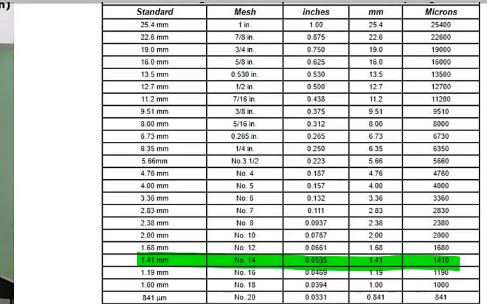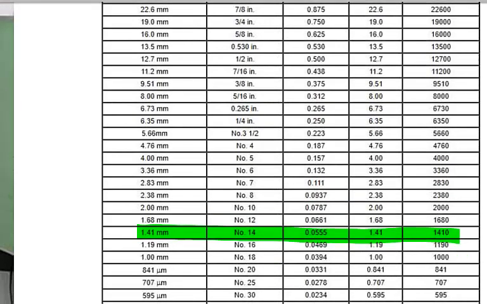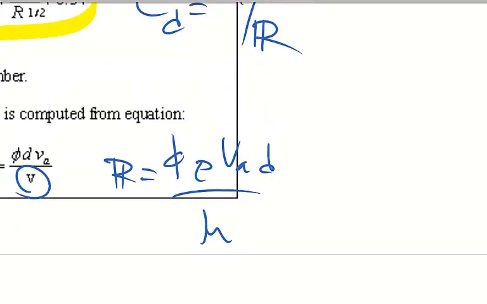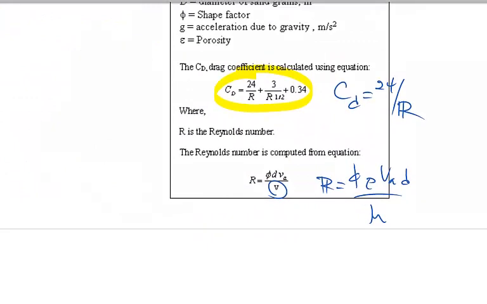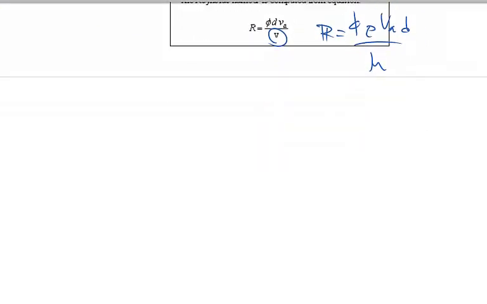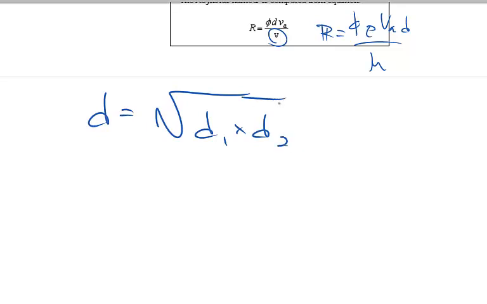So we're going to solve this in English units. And then we've got millimeters here as well, for the different sizes. Our goal is to determine the geometric mean diameter of these parameters. The geometric mean diameter is essentially the square root of the first diameter times the second diameter in this system.